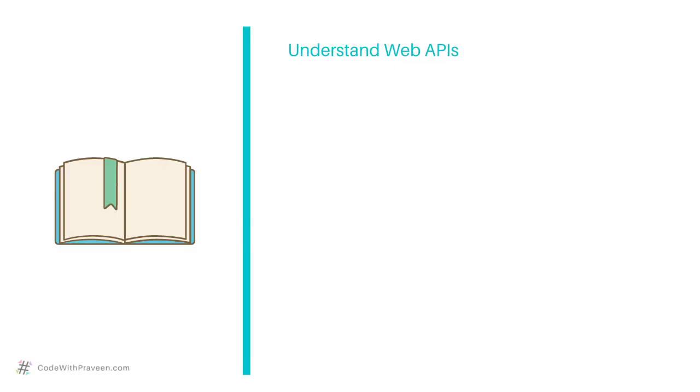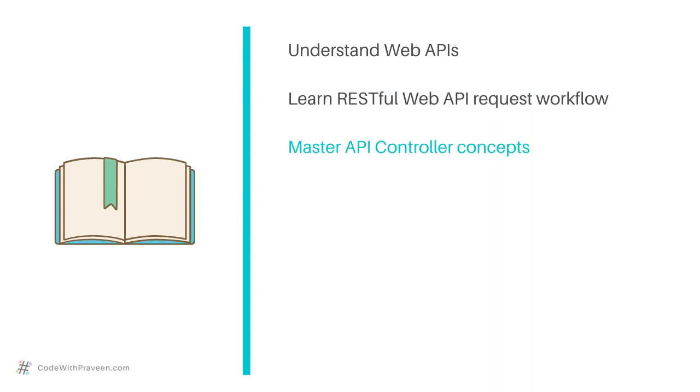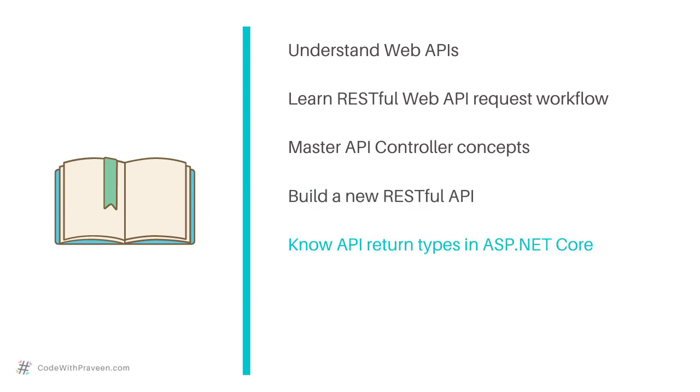Some of the topics you learn include an overview of Web APIs in ASP.NET Core, Web API request workflow, HTTP status codes, mastering API controller, building a new Web API from scratch, learn API return types, namely ActionResult of T, and async await, techniques to improve your Web API project using AutoMapper, build Web API operations such as get, post, put, and delete for collections as well as individual items, implementing association APIs, and so on.